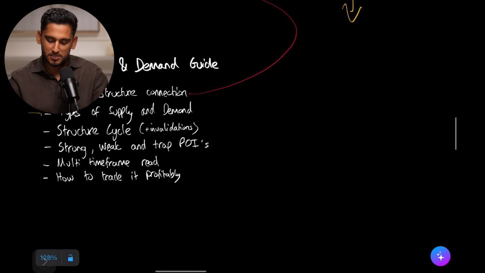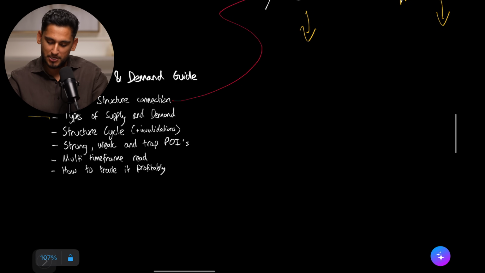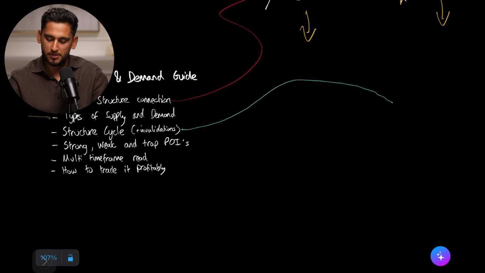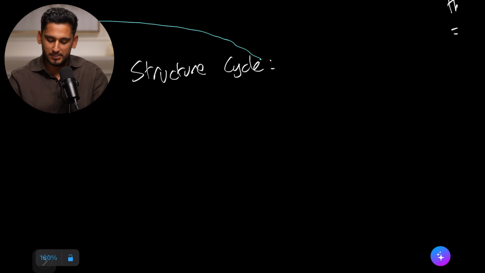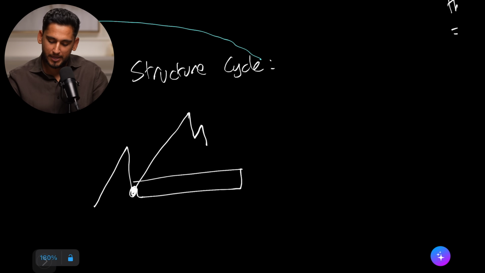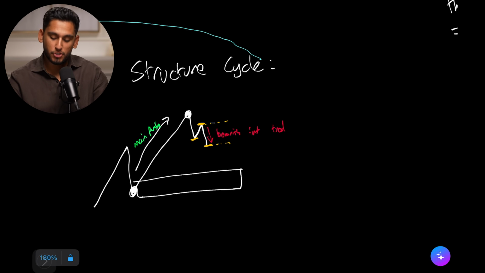Next, we have in our contents page the structure cycle with its invalidations. Let's bring it over here. The structure cycle is very simple. It is main push, internal trend, internal break of structure. Then you have the extreme demand, right? So you're looking for a higher low, higher high. That equals main push. After that main push, when you have this lower high, lower low, you have now found an internal trend, internal lower high and internal lower low. Therefore, you have a bearish internal trend. That bearish internal trend is the internal break of structure.